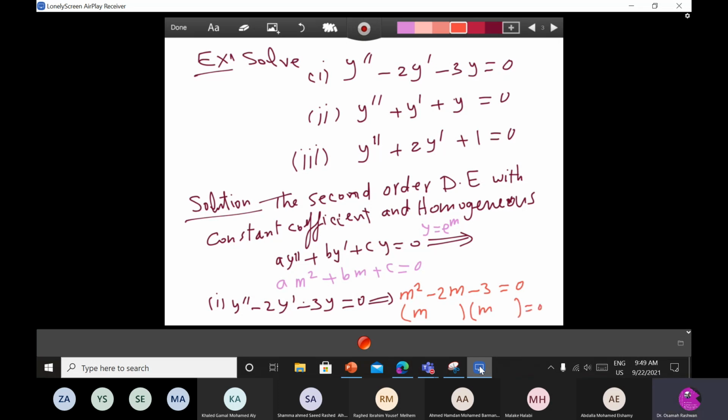So one of them will be minus and the other one will be positive. 3 is a prime number, so it is only 3 times 1. The bigger one will be close to the sign of the middle term, right? So the 3 will be here and the 1 will be here. Now this one gives you m equal to 3, and the other m equal to minus 1.